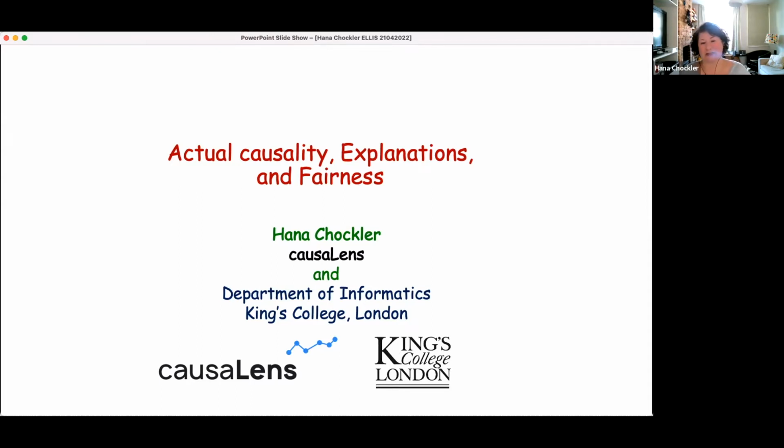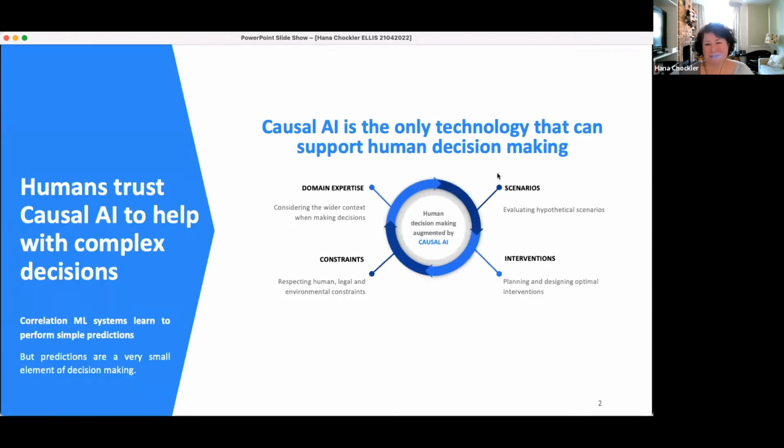So as Miguel said, I have dual affiliation. I'm a principal scientist at Causal Lens, and I'm also faculty in the Department of Informatics at King's. So first I have just 2 slides about the company, just to explain why. I joined the company last February. I've been at King's for almost 9 years now.